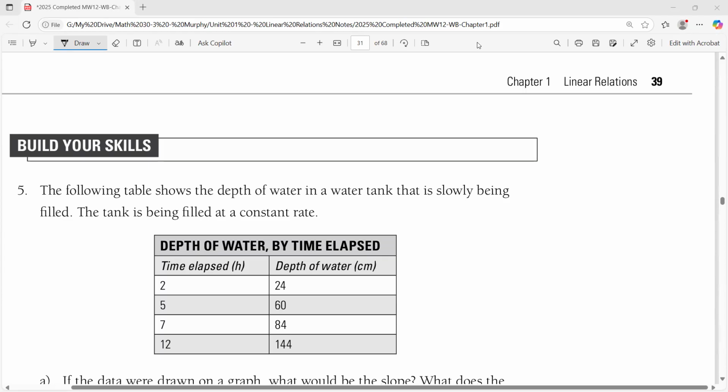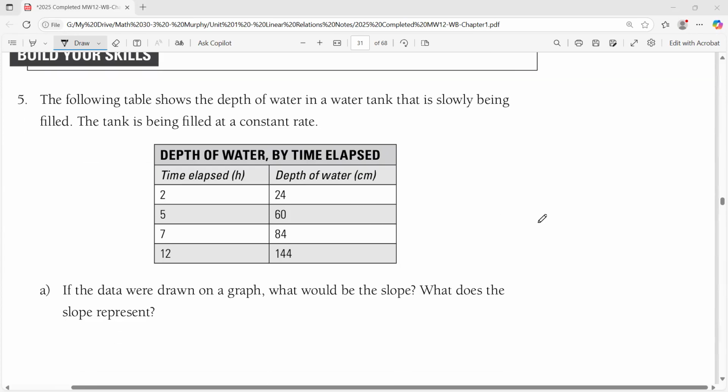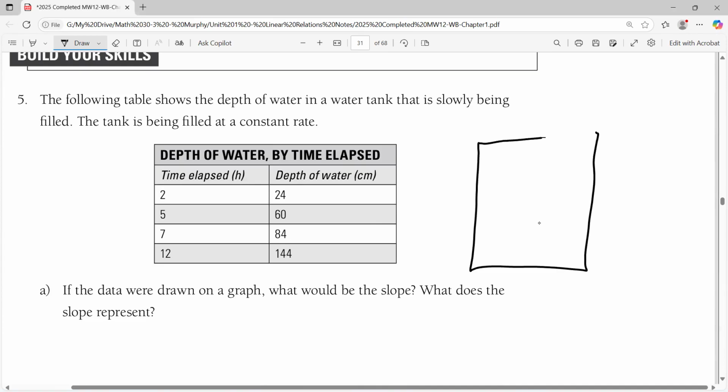So number 5, the following table shows the depth of water in a water tank that is slowly being filled. The tank is being filled at a constant rate. So basically, it's got a tank and it's being filled up. So to begin with, initially, it would be at 0 and 0. So at time 0 hours, the depth would be 0 centimeters.